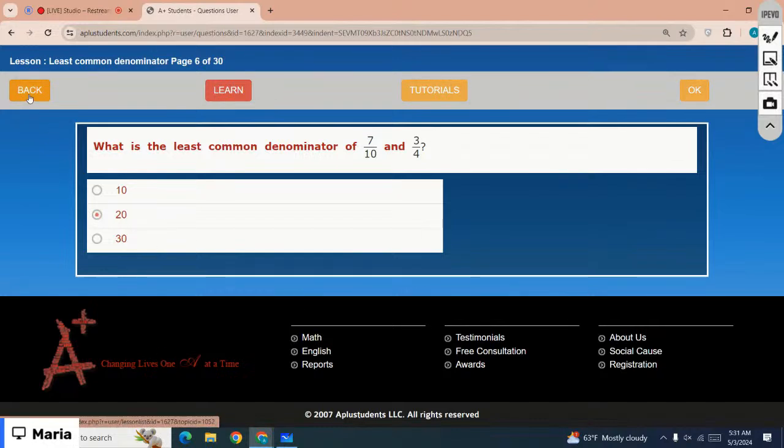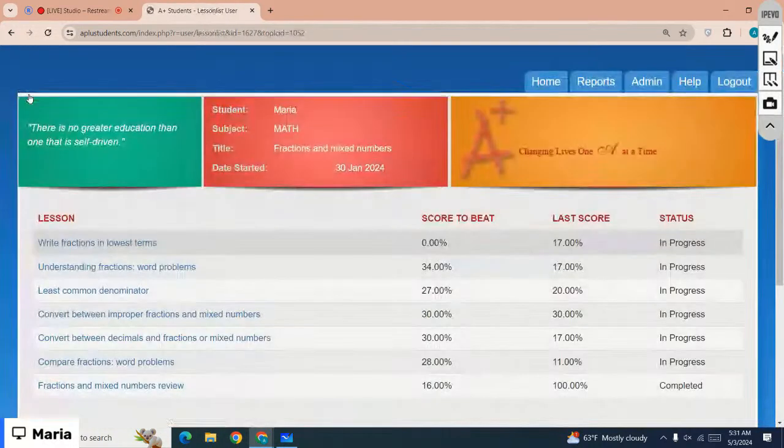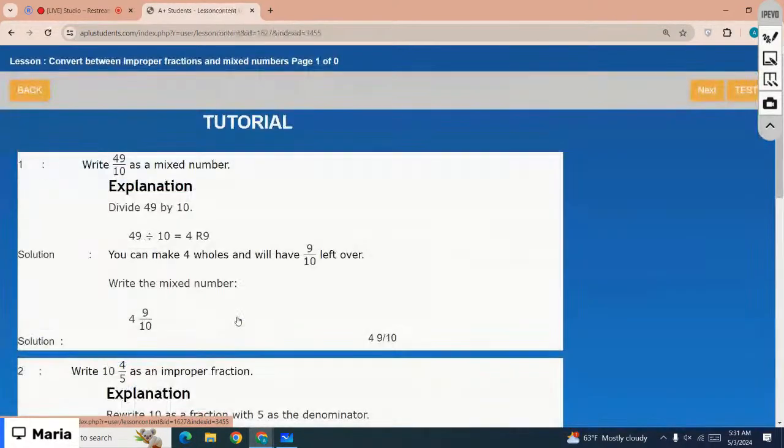Okay, you can complete the lesson by yourself later today. Let me just move on to the next lesson. The next lesson is convert between improper fractions and mixed numbers. Let's just start with the lesson.